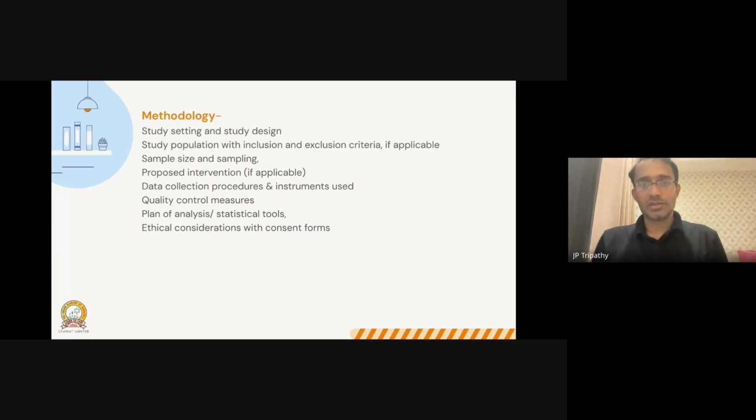What are the data collection procedures? Who is going to collect data? How will you collect data? Are you going to the field? Are you going to the hospital? Your OPDs, IPDs, patient homes, attendants, medical students, faculty. So tell very clearly whom you are going to interview. What is the data collection pro forma or the questionnaire you're going to use? Are you going to use some scales?